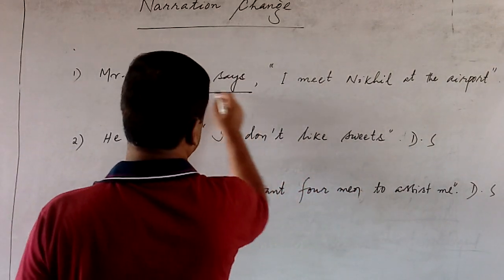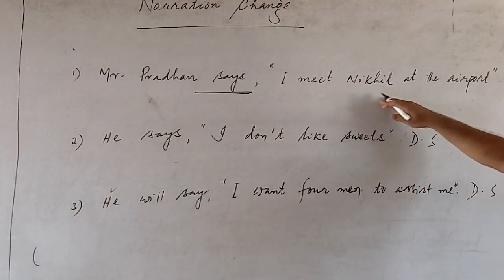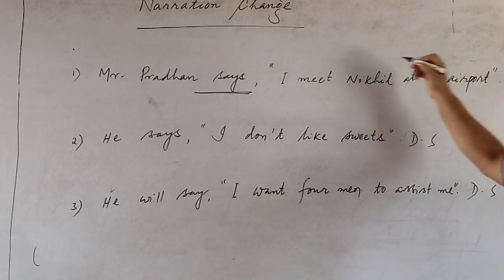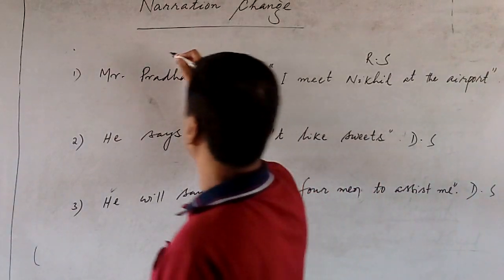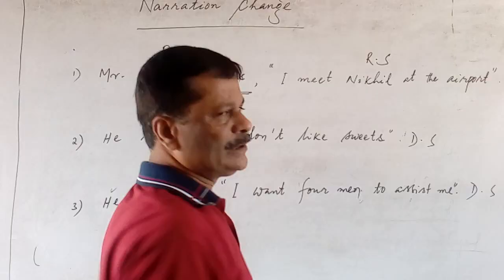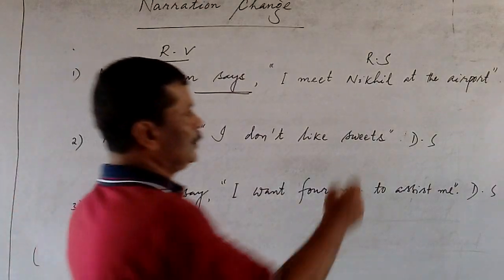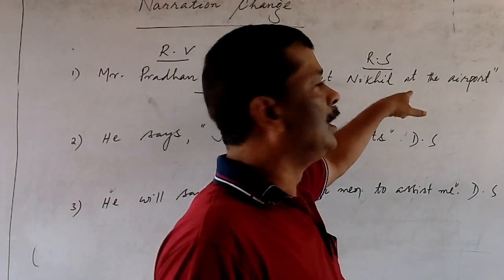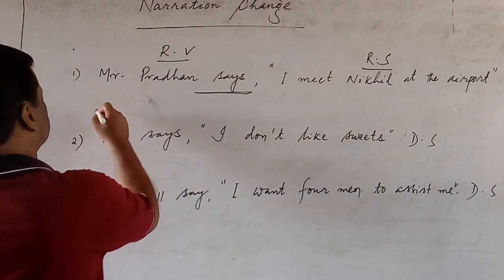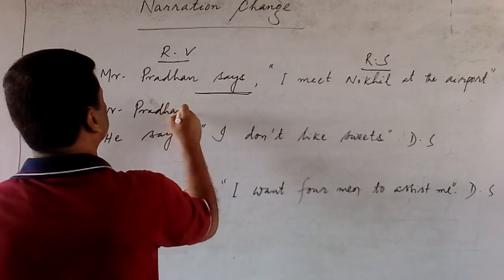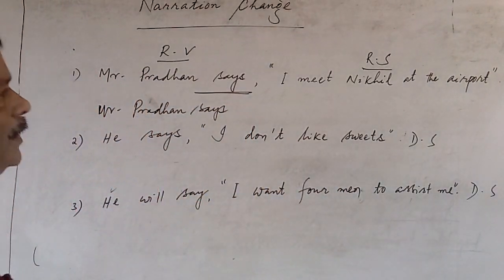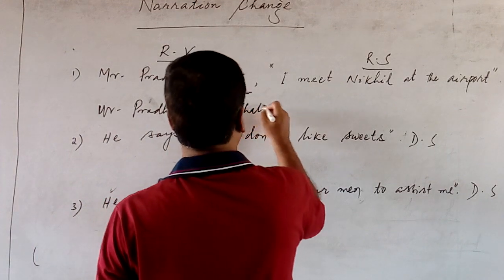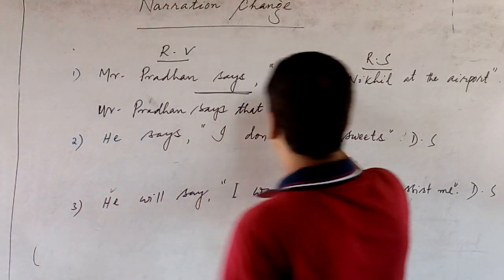Here, the reporting verb is says, and the statement or the sentence that is within inverted commas is known as reporting speech, and this one is called reporting verb. Here, the reporting verb is in present tense, and we know if the reporting verb is in present tense or in future tense, while changing the sentences from direct to indirect speech, the verb of the reporting speech will remain unchanged. Mr. Pradhan says, only we have to combine reporting speech with reporting verb using the conjunction that. Mr. Pradhan says that. Here I refers to Mr. Pradhan.